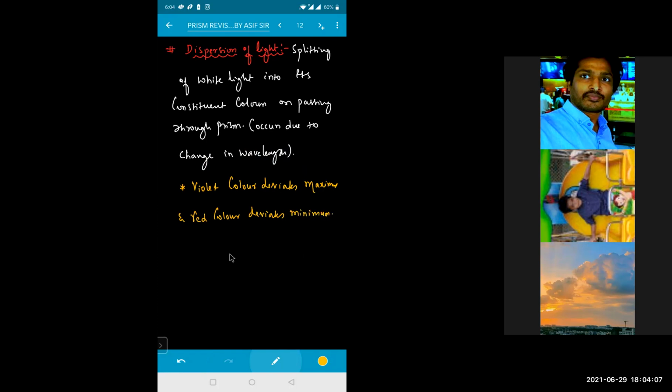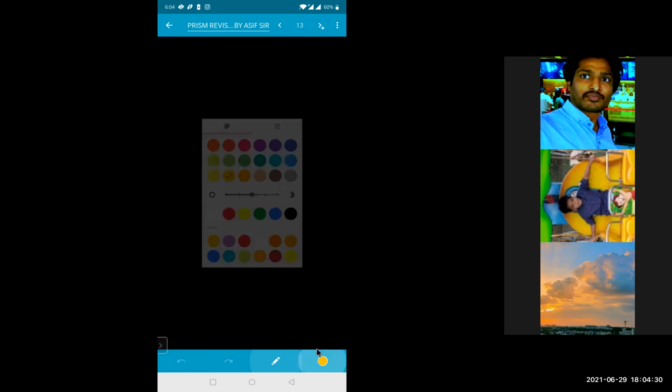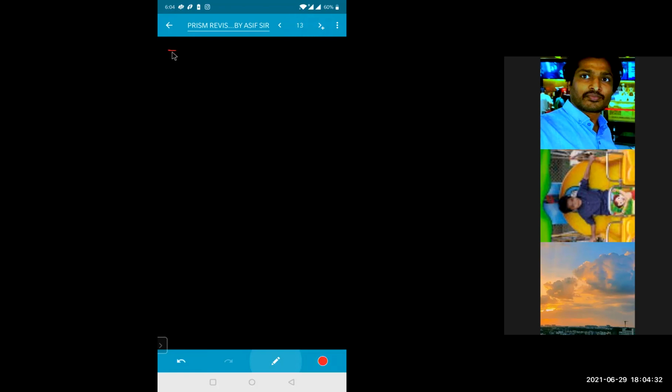So for small angle prisms, what is the deviation formula? For small angles of prism, like 2 degrees or 5 degrees, deviation is equal to (mu minus 1) into A. This is the formula we use largely in the dispersion concept. Is it clear? So in this one, let us first discuss angular dispersion.